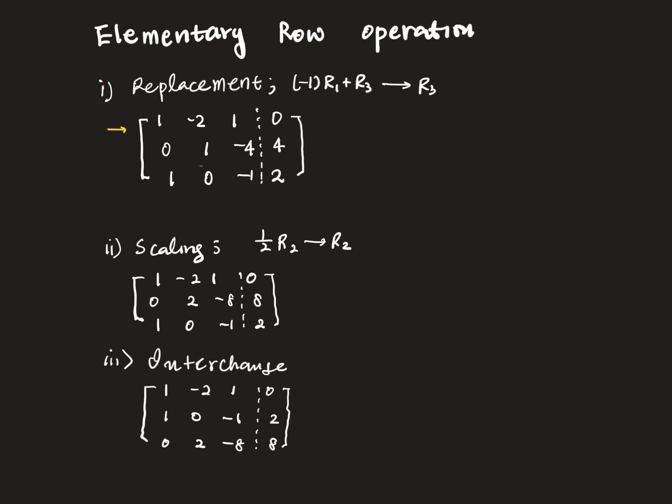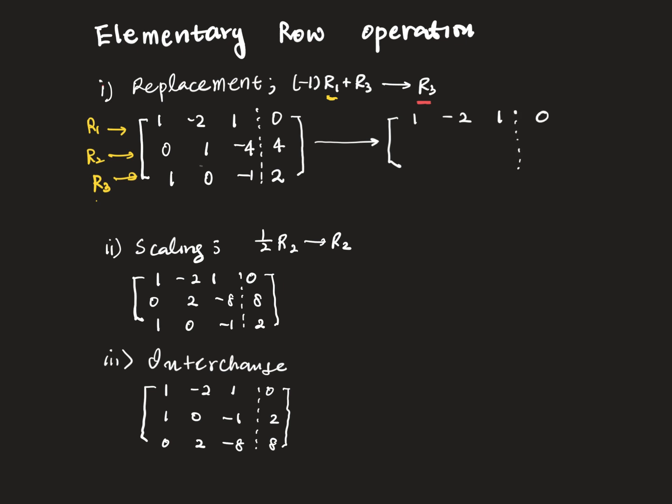First, make sure you know what a row is. This one is row 1, here is row 2, and here is row 3. Replacement is R1 times -1 plus R3, goes to R3. This means R3 is going to be changed. So we're going to use R1, and R2 stays the same.